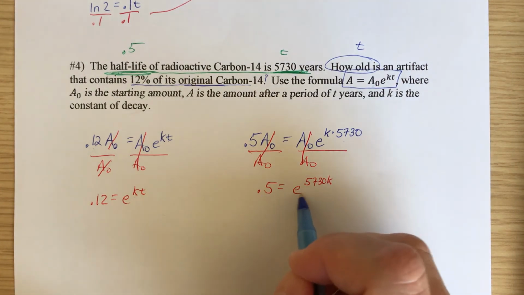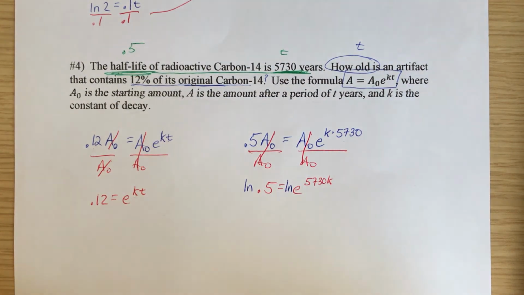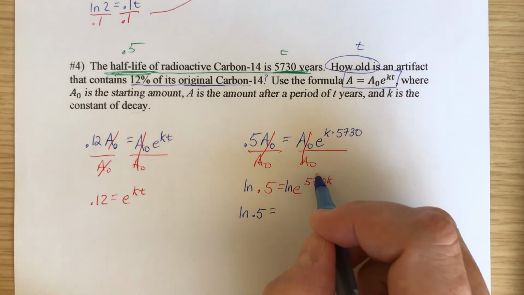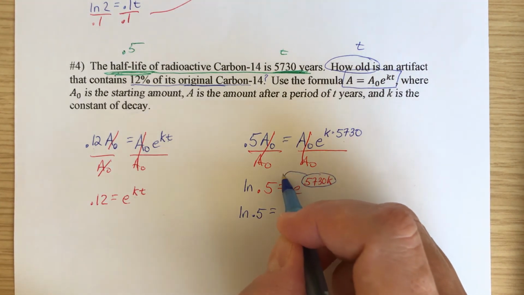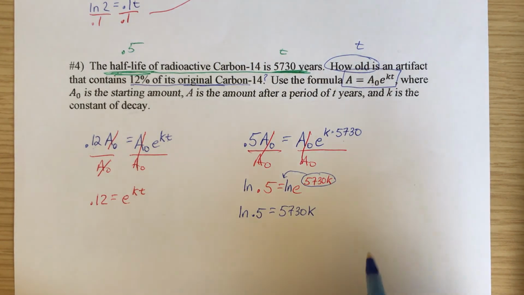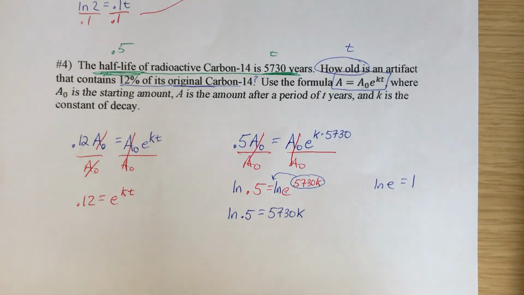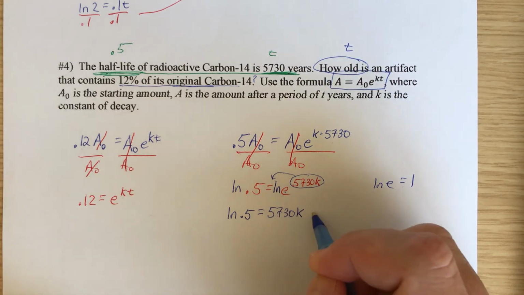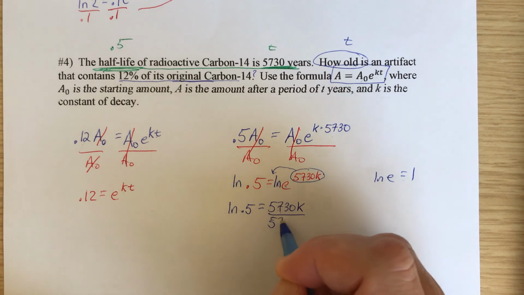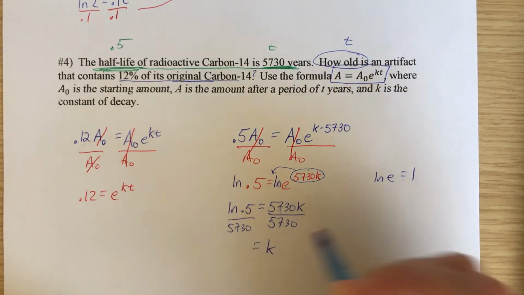So because the base is E, let's take the natural log of the left and the right side. So we get the natural log of 0.5 equals the 5,730K. That exponent can come in front, but we don't even need to do that because the natural log of E, remember, is just equal to 1. So it's this times 1, which means that it's just 5,730K. We're going to divide by that.